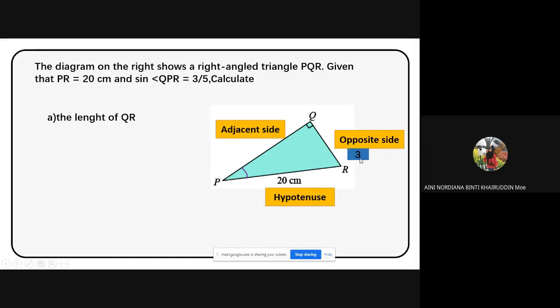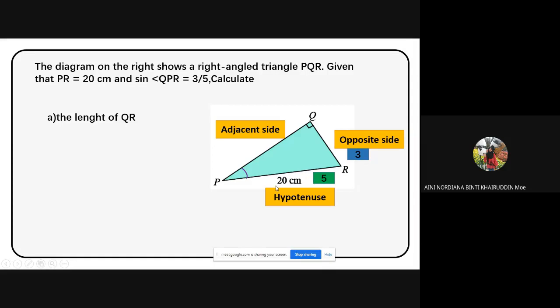So substitute 3 at opposite and 5 at hypotenuse. This one comes from this. Sin QPR equals 3 over 5, so I put 3 at the opposite side and 5 at the hypotenuse, because sine is SOH, opposite over hypotenuse. That's why I put in opposite and hypotenuse.